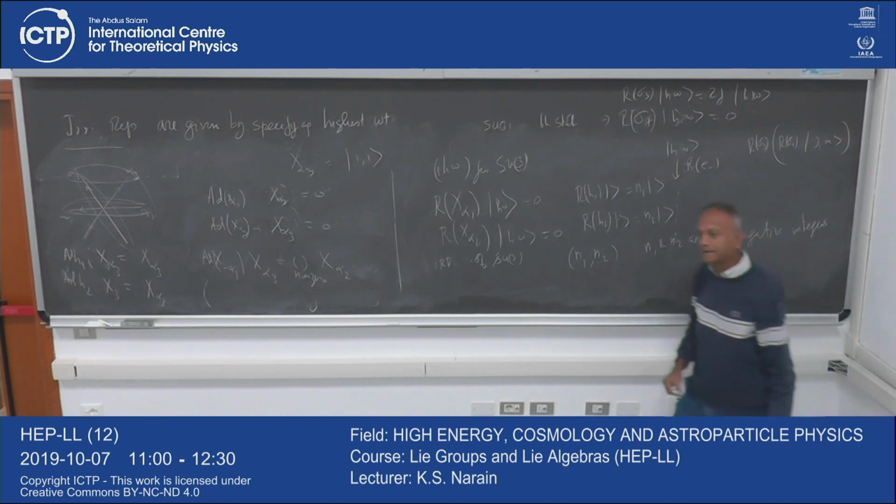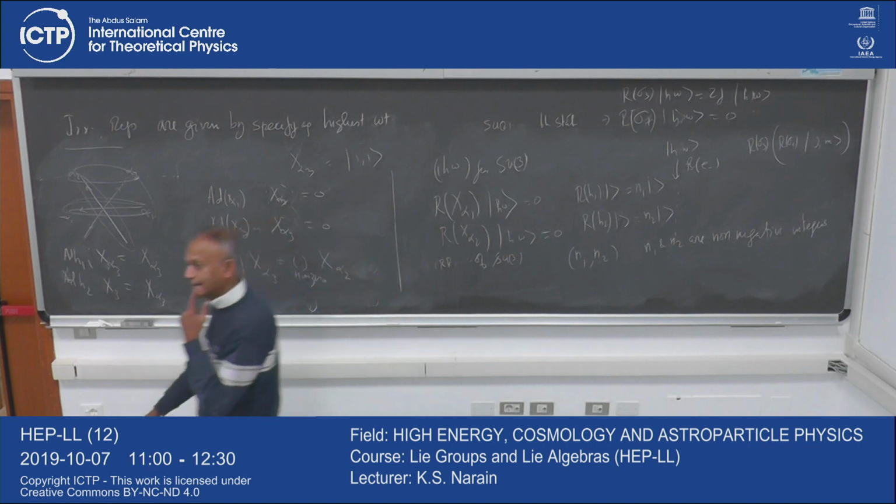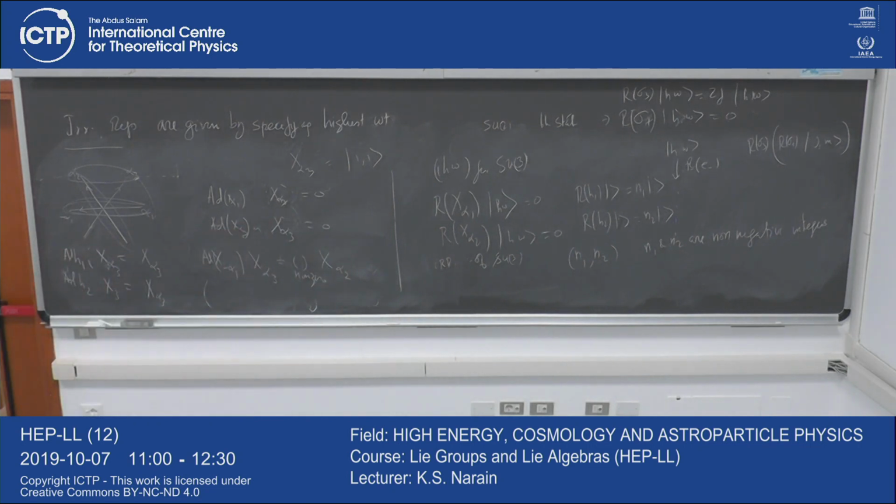Can we choose an SU2 such that alpha 1 is the highest weight state? Alpha 1 is the highest state for SU2. In this case, you are asking, can I choose two SU2s such that this is the highest weight? Yes, choose this one and this one. Take this and this as a raising operator.